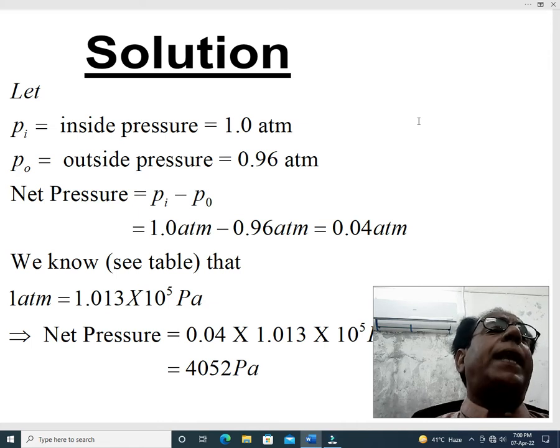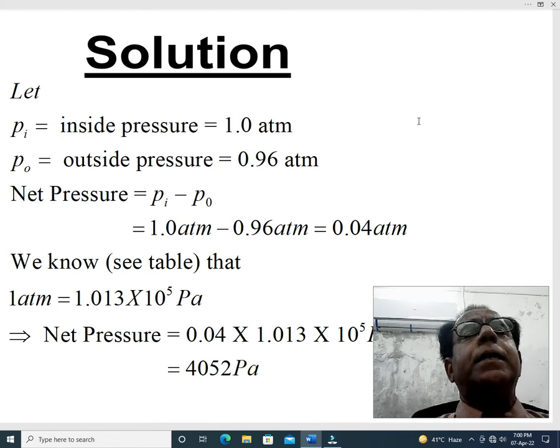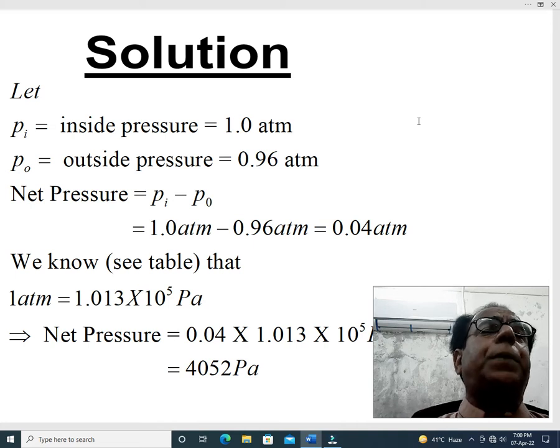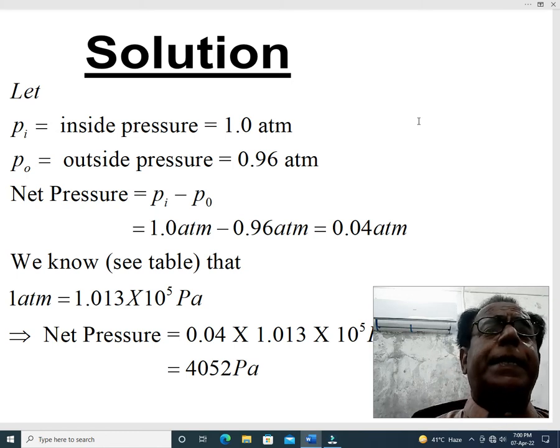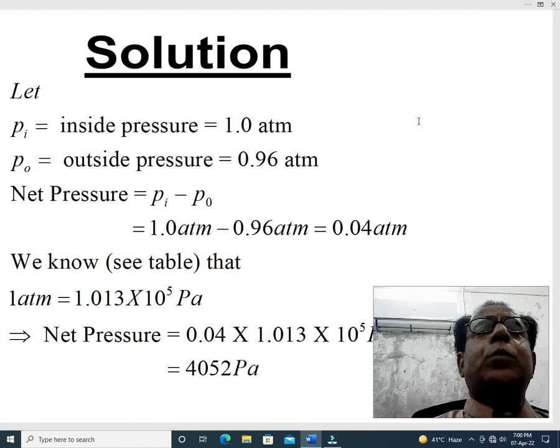Hence net pressure will be equal to inside pressure minus outside pressure, equal to 1.0 atm minus 0.96, equal to 0.04 atm.